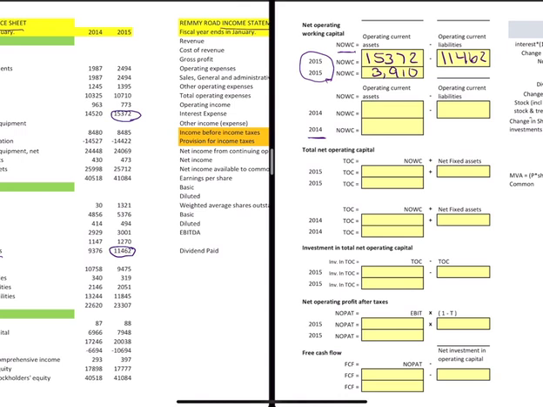Okay. Then we would do the same exact thing for 2014. So again, operating current assets for 2014, we're going to go ahead and look back to our balance sheet, and this time we're going to look at 2014. And our total current assets, 14,520.